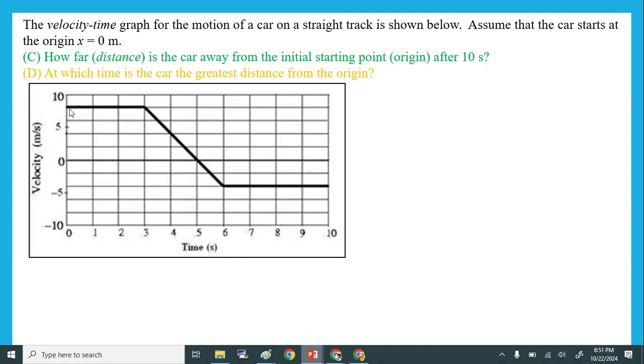So first, the car was moving at a positive 8 meters per second, which suggests that it's moving to the right. And then it starts to slow down. But as it slows down, it's still moving to the right.